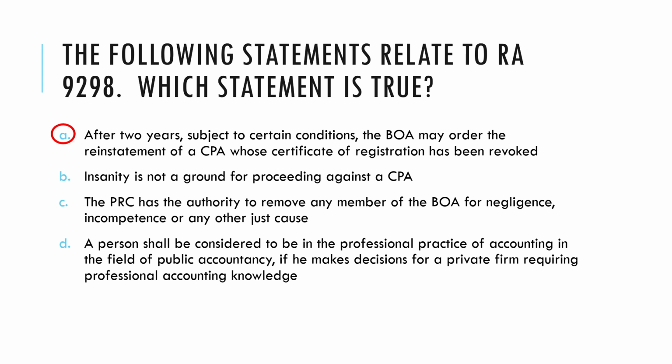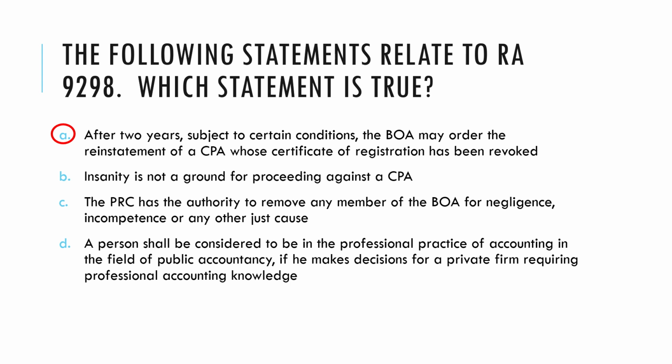Letter B, insanity is not a ground for proceeding against a CPA. It is such a ground. Do you remember ICU? Immoral or dishonorable conduct, crimes involving moral turpitude, and of course, the presence of unsound mind. So it is a ground for proceeding against a CPA. Letter C, the PRC has the authority to remove any member of the BOA for negligence, incompetence, or any just cause is not true.